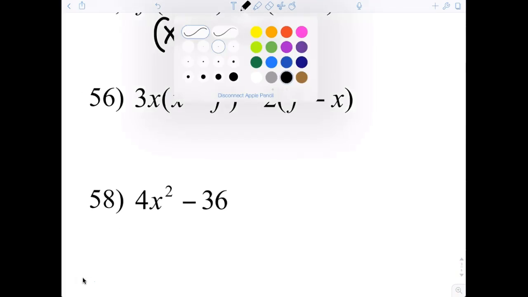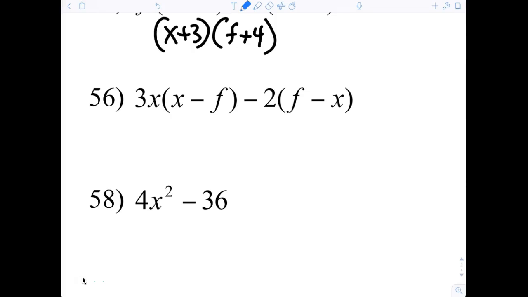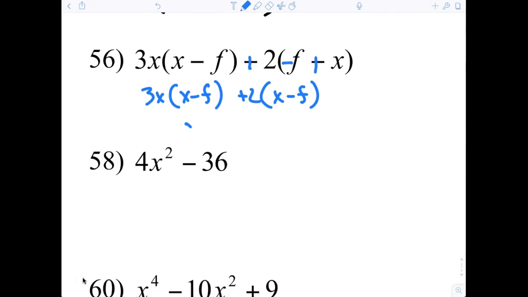Okay, so here we go on this now. Remember, pulling out a negative, so that becomes a positive, and the x becomes positive. So there we have 3x times x minus 4 plus 2 times x minus 4. So the final answer is x minus 4 and 3x plus 2. Perfect.